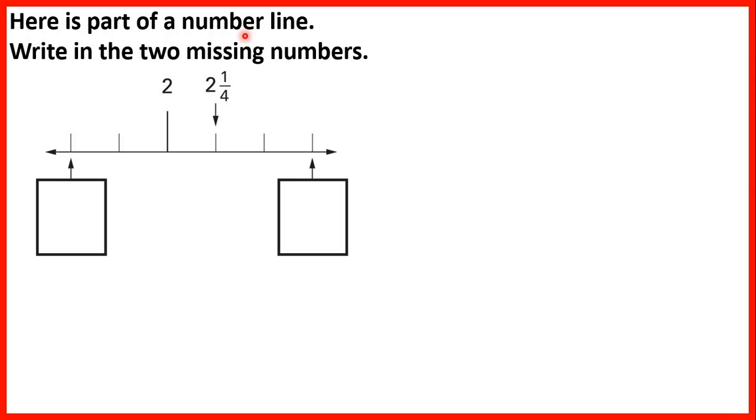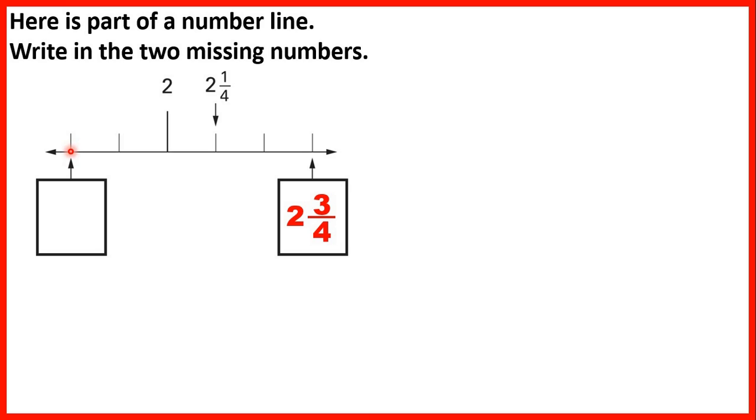Here is part of a number line. Write in the 2 missing numbers. So we have 2 and 2 1/4 labelled on our number line, which means that with each line we have a difference of 1/4. So the next line will be 2 2/4, and then here we will have 2 3/4.